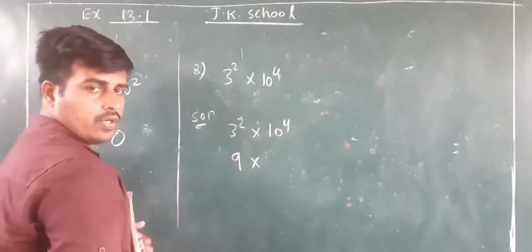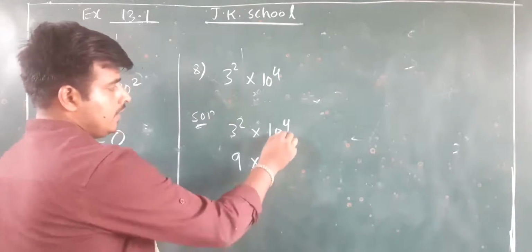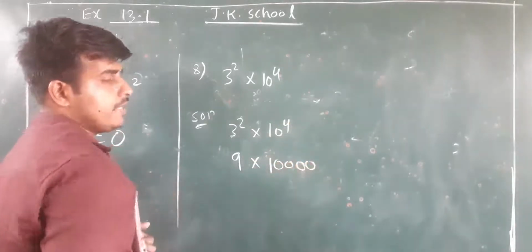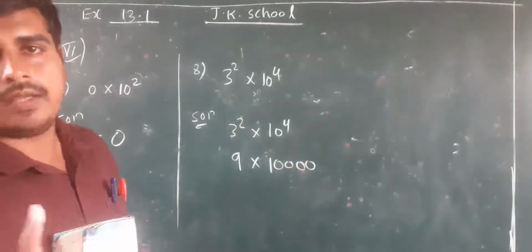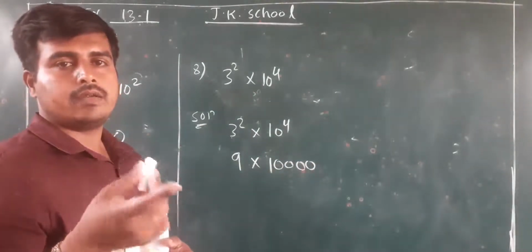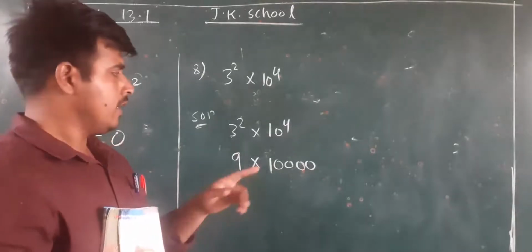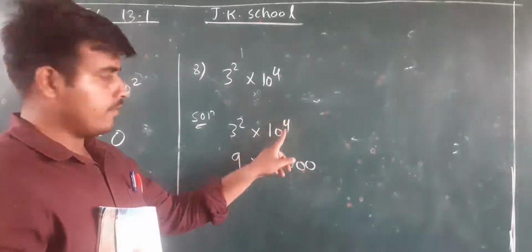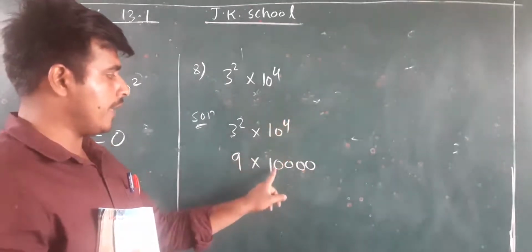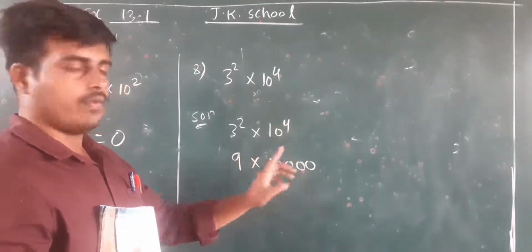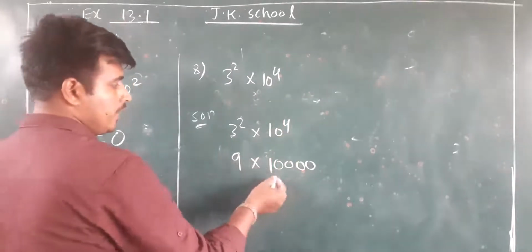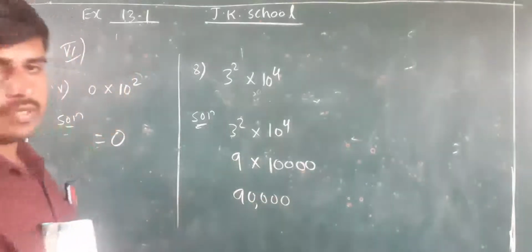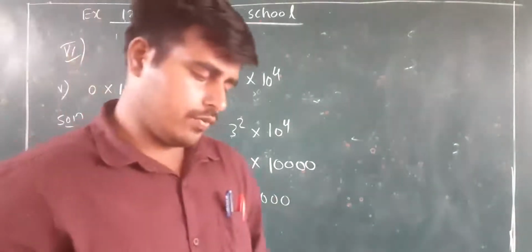10 raised to 4, no need to expand it. Write 1, and 4 zeros. You have to put 1, 2, 3, 4. It happens only in the case of 10 only. In other cases, 100, 1000, it differs. Okay, don't try there. You have to put as many zeros as much power is. For example, 10 raised to 4, you have to write 1 and in front of 1, you have to write 4 zeros. 9 into 10,000 will become 90,000. Okay.